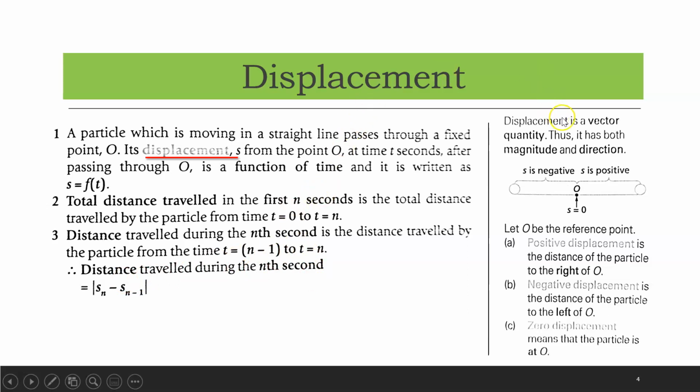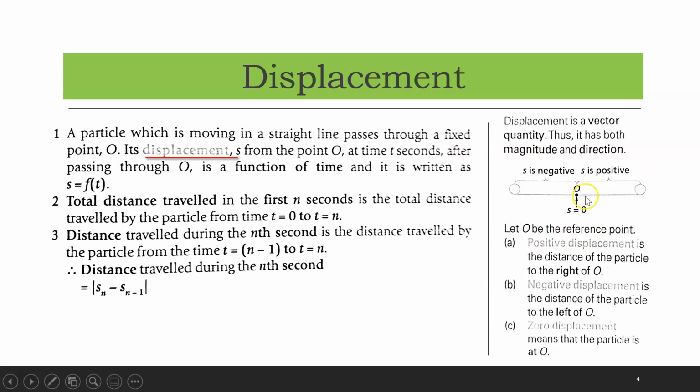Another thing that you need to know about displacement is that displacement is a vector quantity. Vector quantity tu apa maksud dia? So, vector quantity meaning that you have magnitude and direction. Dua-dua ada. Both magnitude and direction. So, if you see this diagram, let's say this is a point O.